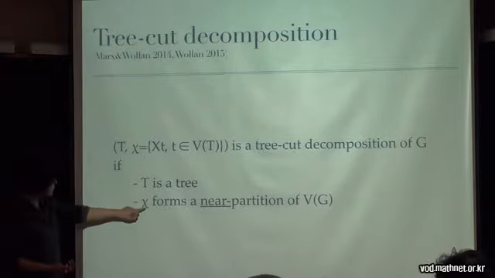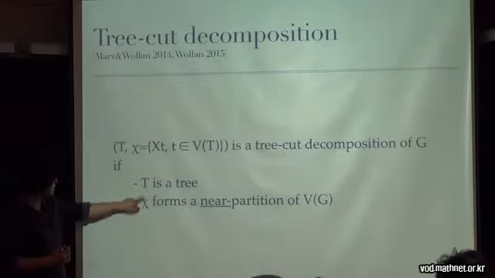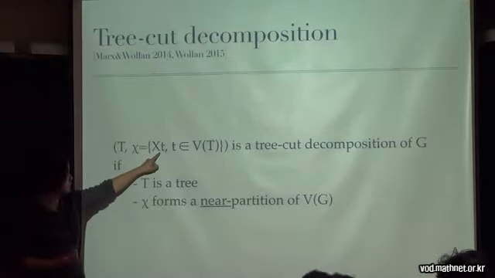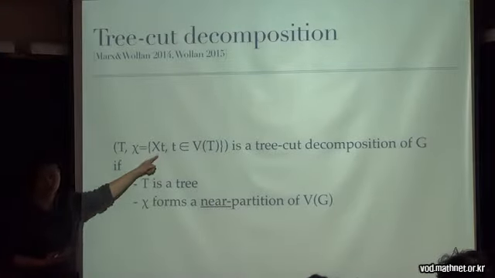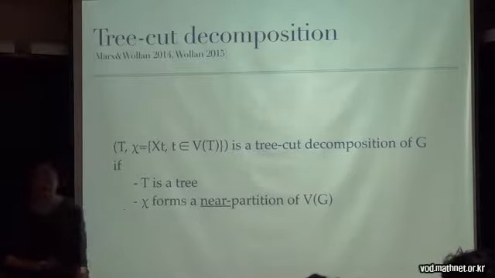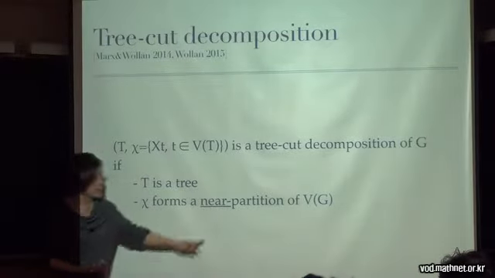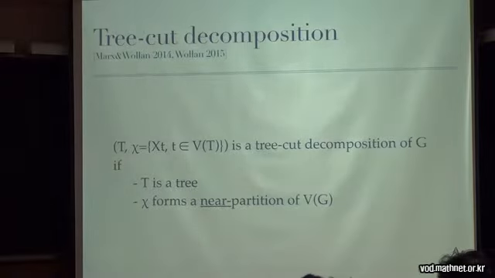And the difference from tree width is that chi is the collection of vertex sets associated to each tree node. They should form a partition of the vertices of G. And I say that it's a near partition because we allow empty sets. So some of these X_t can actually be empty.